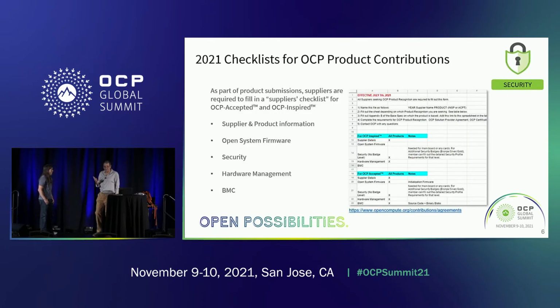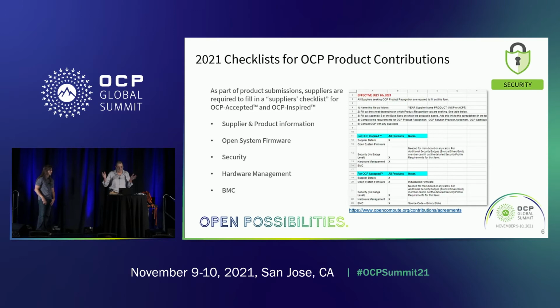So now let's talk about the checklist and why we're here. As we've been doing this, we've also recognized the need to help vendors and customers know what kind of security you've baked into the system. As you probably know, in OCP, when you want to submit a system for OCP, you go after a badge of OCP Accepted or OCP Inspired, depending on the level of openness and how much of the specs you are sharing with the community around the system and who you are.